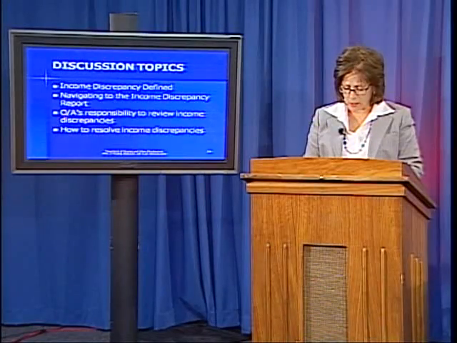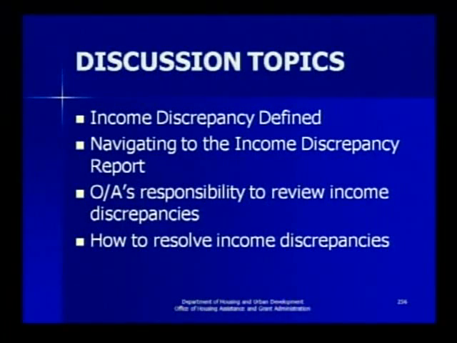Okay, I believe this is the last report that we're going to discuss today, the last one in EIV. It's the income discrepancy report. Some of the topics we'll be discussing are defining exactly what an income discrepancy is. We'll review navigating around the EIV system and locating the income discrepancy report. We'll discuss the owner-agent's responsibilities in reviewing and resolving the income discrepancies.